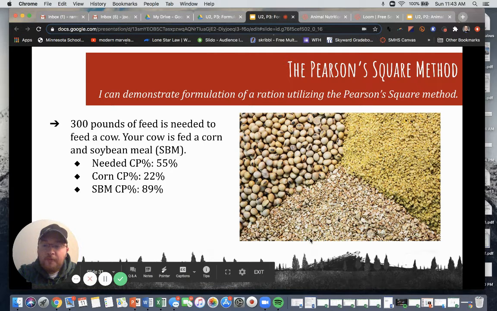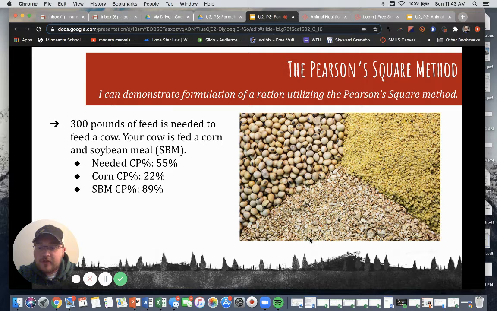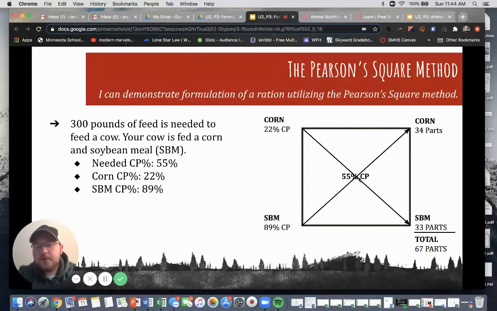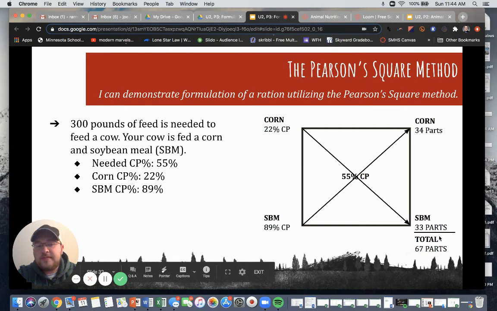So hopefully you've completed the problem with this time. Let's take a look and see how you did. So the first thing we're going to do is get our square and input our information. So we know that corn produces 22% and soybean meal produces 89%, and we desire 55. We can do some simple math and figure out that we need 34 parts of corn and 33 parts of soybean meal to get our total of 67 parts overall.